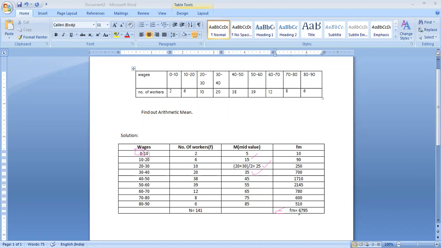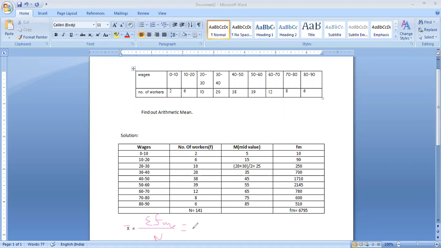Now, this is sigma fm. Please note down. Now, I am applying the formula. You will indicate the mean with x bar. You have to pronounce it as x bar. Please remember, x bar is equal to sigma fm by n.